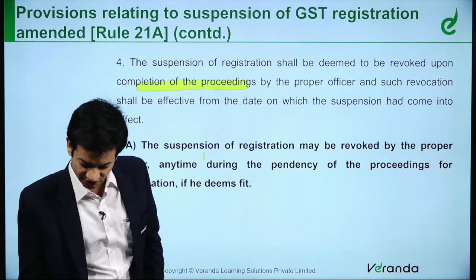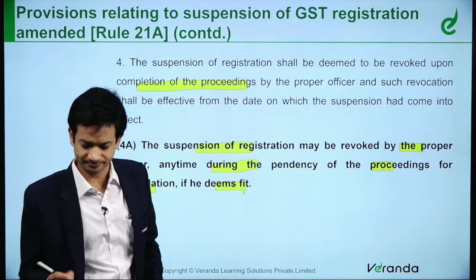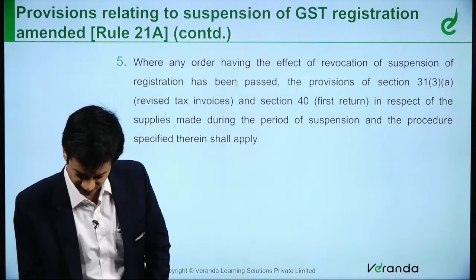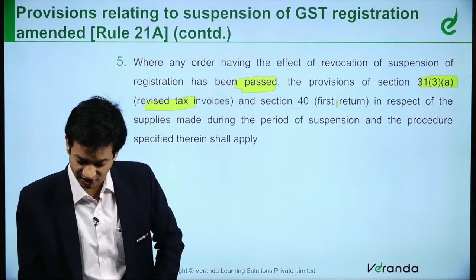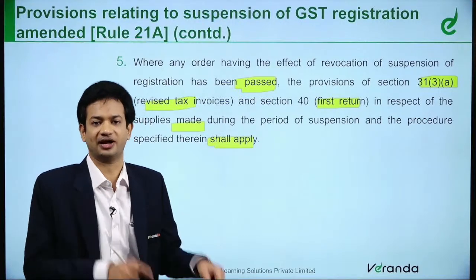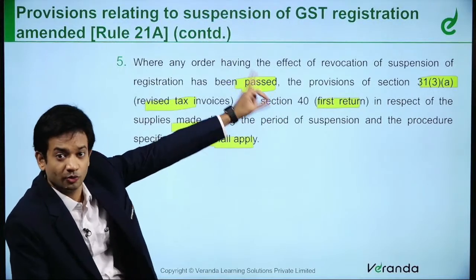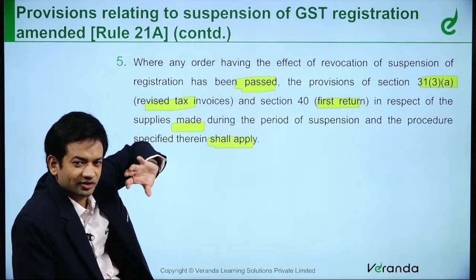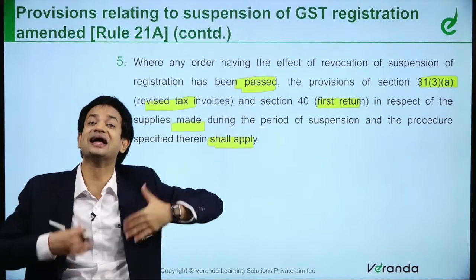Now, as a new insertion, the suspension may be revoked by the proper officer anytime during the pendency of the proceedings for cancellation if he deems fit. Last, where any order having the effect of revocation has been passed, that means it is activated, then the provisions of section 31(3)(a) regarding revised invoice and first return in respect of the supplies shall apply. So if during the period he has made any taxable supply, then under section 31(3)(a), invoice chapter, you have to issue revised invoices, and when you apply for registration, you get a first return to be filed, right? So these provisions you will have to comply with if his registration is activated.